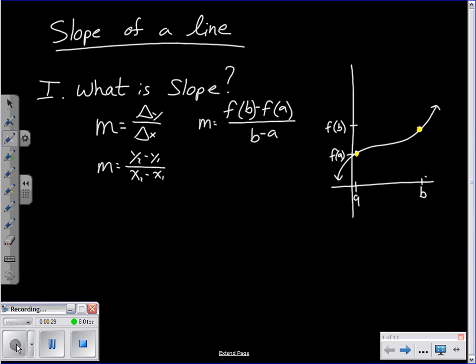In terms of functions, we can think of the slope of a line as being f of b minus f of a, divided by b minus a. If I take those two points and connect my dots here, that's not a very good line, but what this represents is the slope of the line that connects a to b, or rather f of a to f of b. This would be the slope of a secant line, and we know that slopes of secant lines measure average rates of change, or what we call AROC.